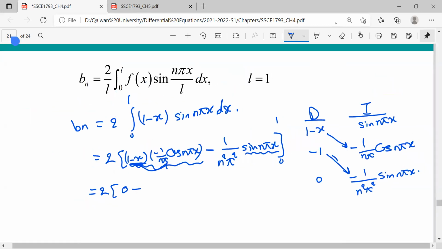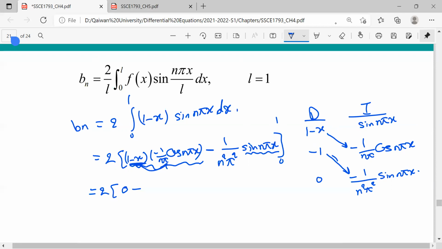Which one? This one? Do you mean this should be positive? Look, it's integration, not derivative. The integration of sine is negative cosine, but the integration of cosine is sine, without changing the sign.